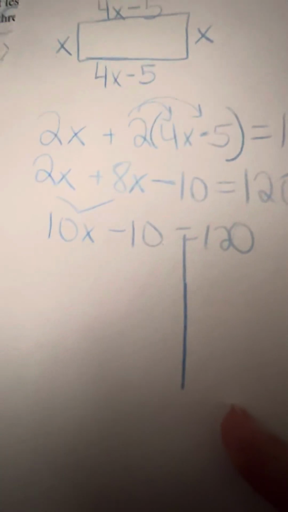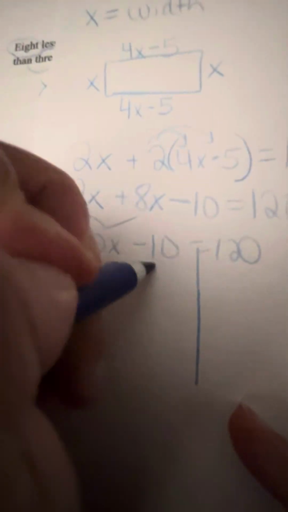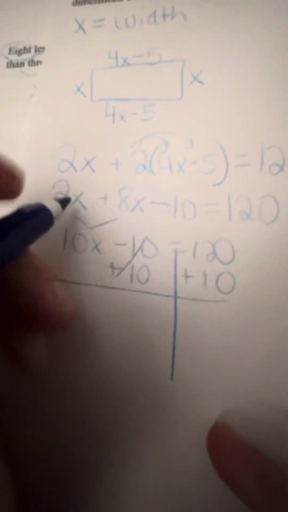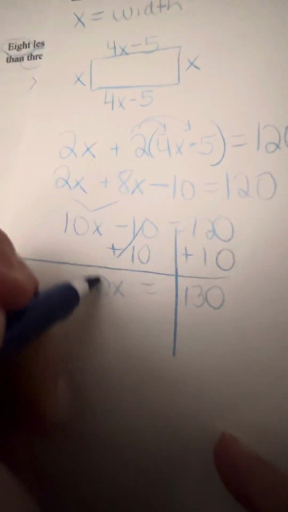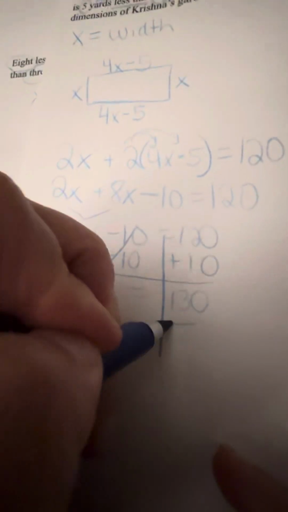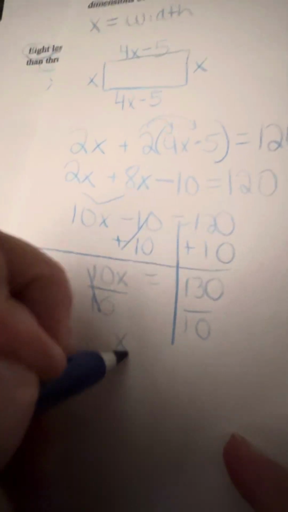Go ahead and solve our problem. Add 10 to both sides. And that's going to cancel this out, leaving us with the 10x here. That's equal to 130. And then our final step, this is multiplying, so we're going to divide both sides by 10. And x is equal to 13.